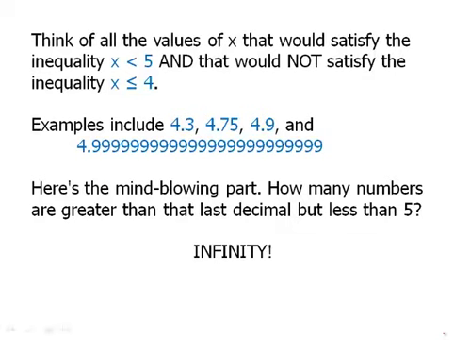Between any 2 points on the number line, no matter how close those 2 points are, there's an absolute infinity of numbers. And so that means if you leave out the numbers between 4 and 5, you're leaving out an infinity of numbers. You're leaving out more numbers than there are stars in the universe. So that is the magnitude of that error.